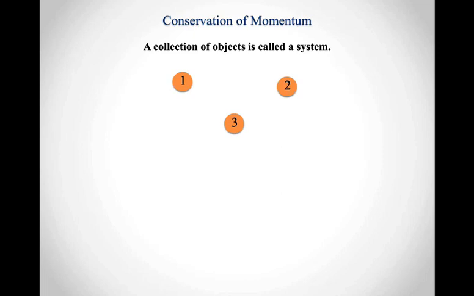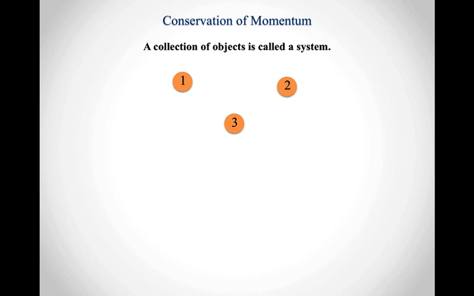So to start our discussion of conservation of momentum, let's step back for a second and be very clear about what we're talking about when we talk about a system. And we'll see why this is important in a second. A system is any collection of objects, but it's really up to us how we define a system.